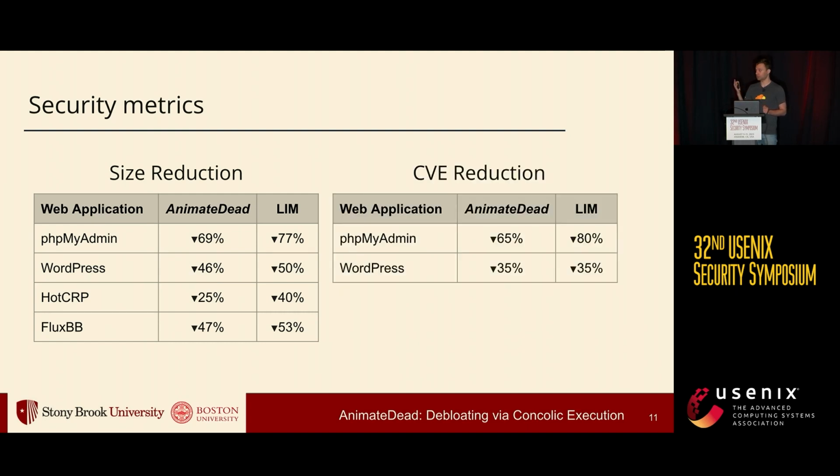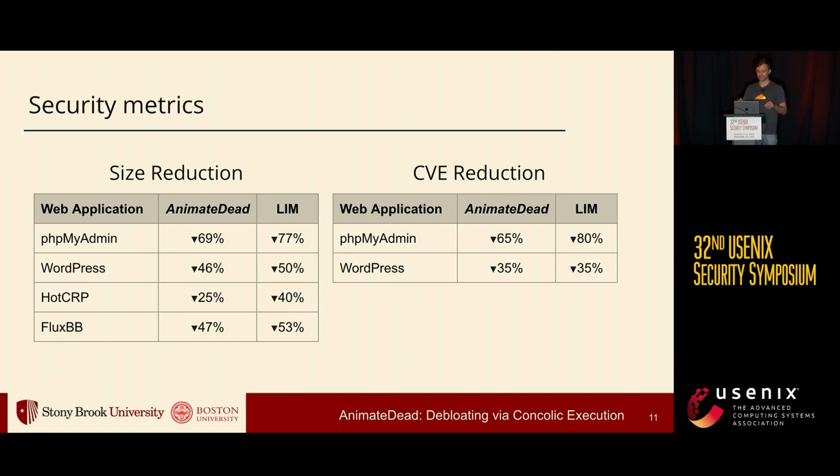Next, we looked into CVE mappings to the source code of applications for the two applications that had publicly reported CVEs, and we saw that AnimateDead for phpMyAdmin reduces 65% of CVEs compared to 80% of Less is More, and the numbers are similar between AnimateDead and Less is More for WordPress. And the takeaway here is that the numbers are comparable to each other, but in one case we're doing static debloating, so we don't have any of that overhead.